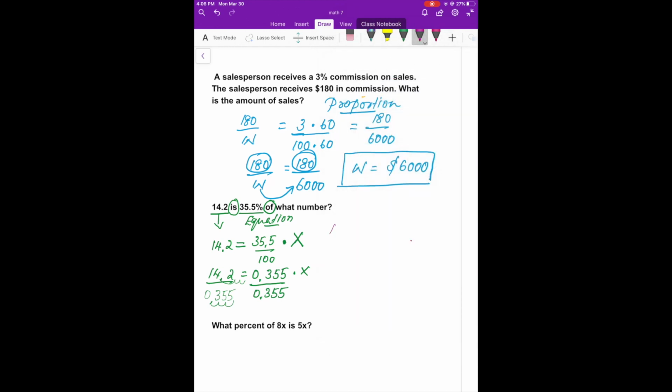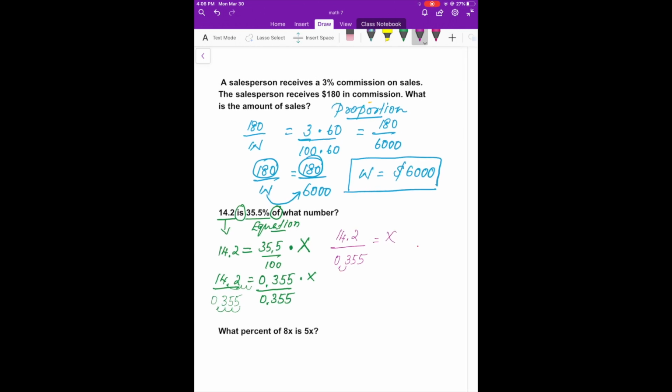So I'm going to do 14.2 over 0.355 is equal to x. You just need to divide it. So you move the decimal over 3 times: 1, 2, 3. So that will be 14,200 over 355 is equal to x.